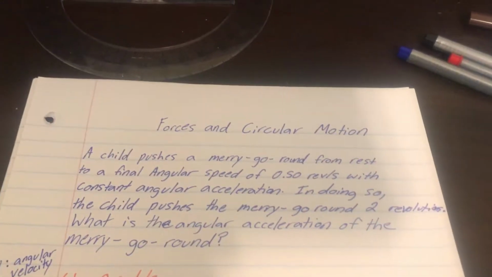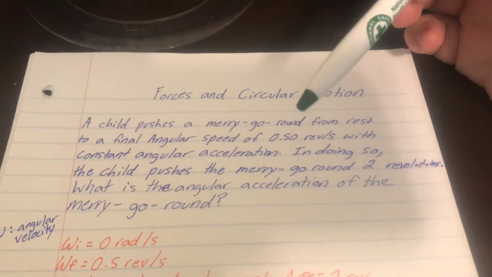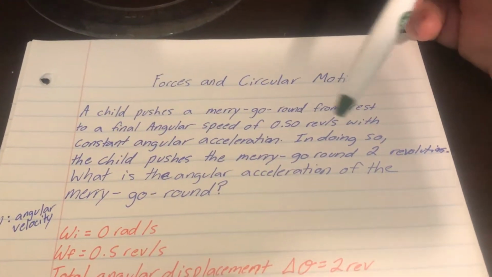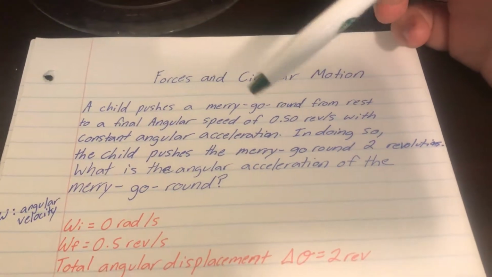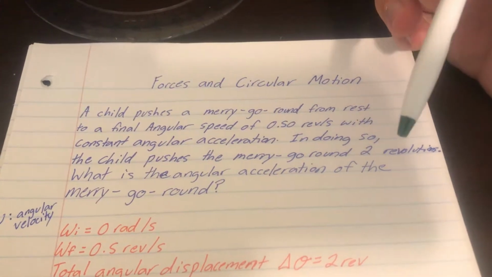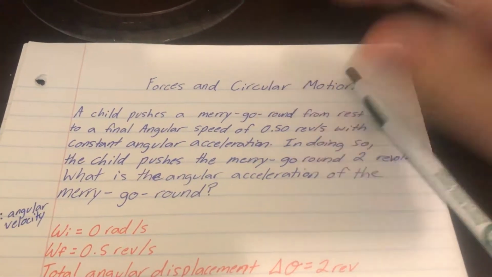This is my forces and circular motion reassessment. A child pushes a merry-go-round from rest to a final angular speed of 0.5 revolutions per second with constant angular acceleration. In doing so, the child pushes the merry-go-round 2 revolutions. What is the angular acceleration of the merry-go-round?